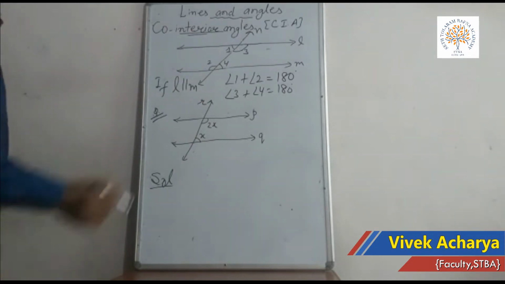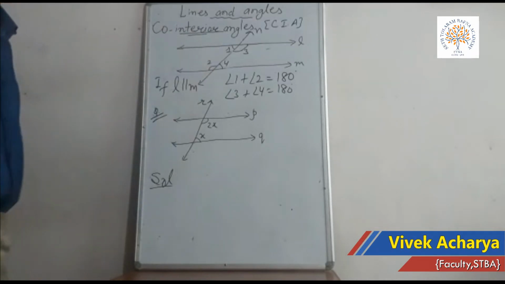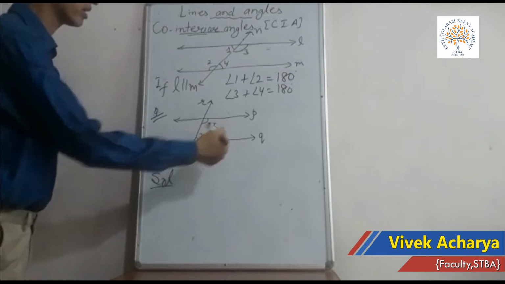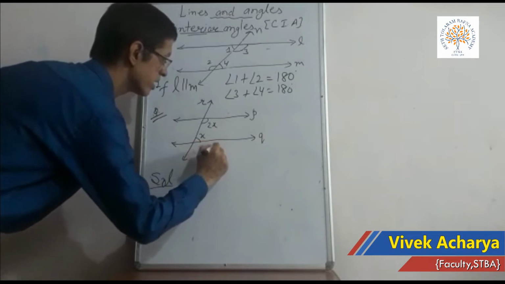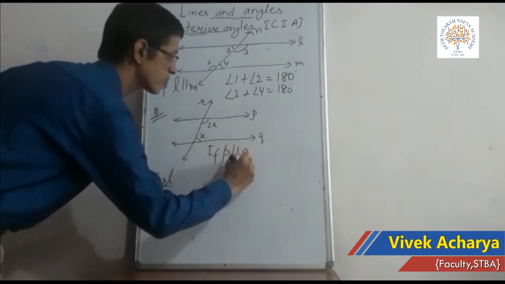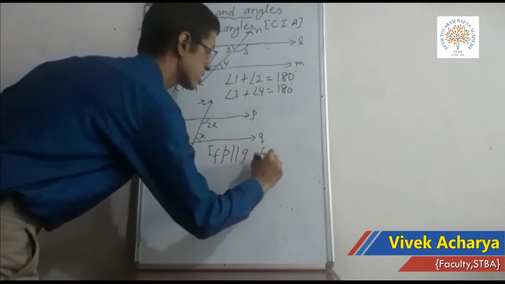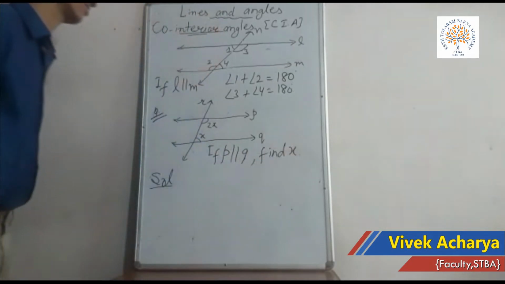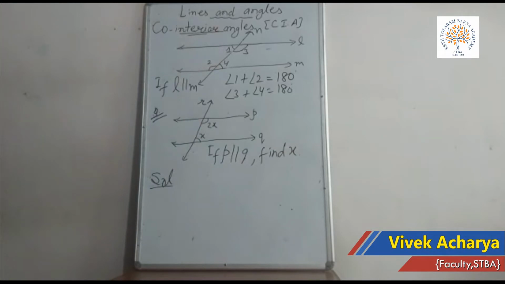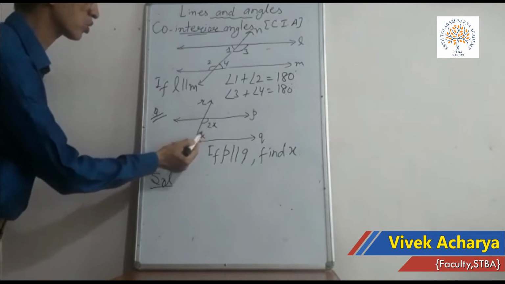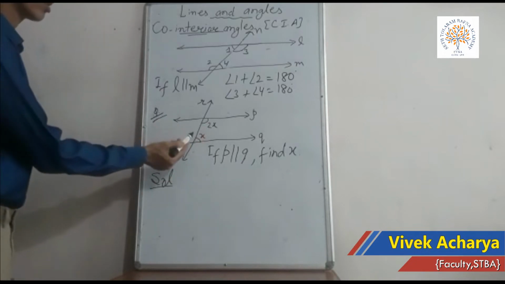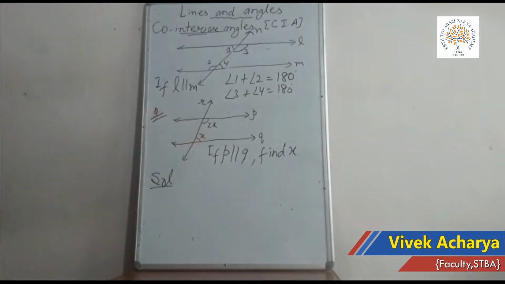Now, on the basis of this property of co-interior angles, children, I have made one figure. You can see here two lines, P and Q. If P is parallel to Q, then find X. We have to find X. So the question, once again: P is parallel to Q, and these are angles, this is X and this is 2X, meaning this angle is twice this angle. We have to find the value of X.